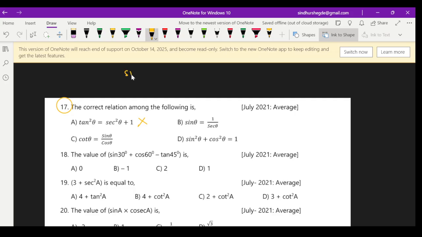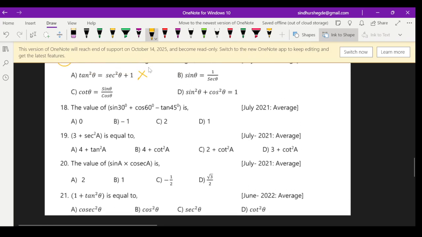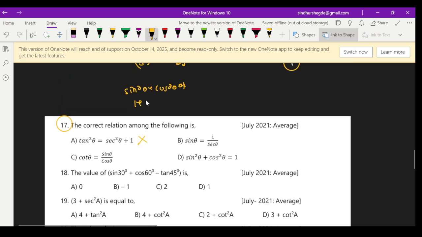So what are the three important identities? Sin square theta plus cos square theta is equal to 1, and 1 plus tan square theta is equal to secant square theta. Similarly, 1 plus cot square theta is equal to cosecant square theta. These are the three most important identities to be remembered.